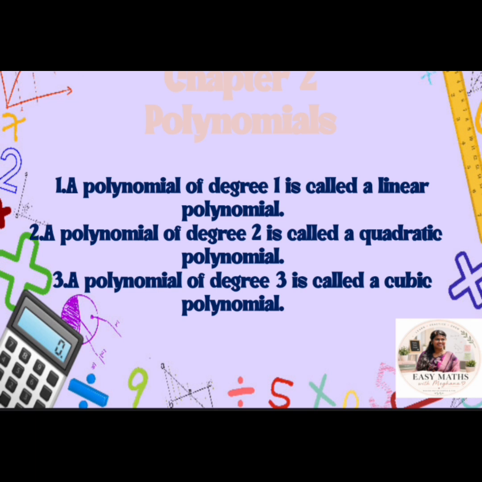Then degree. So what do you mean by degree? So degree is nothing but the highest power of the variable. A polynomial of degree 1 is called linear polynomial. A polynomial of degree 2 is called quadratic polynomial. A polynomial of degree 3 is called as cubic polynomial. So based on the degree present in the polynomial, there are 3 types of polynomial. That is linear polynomial, quadratic polynomial and cubic polynomial.